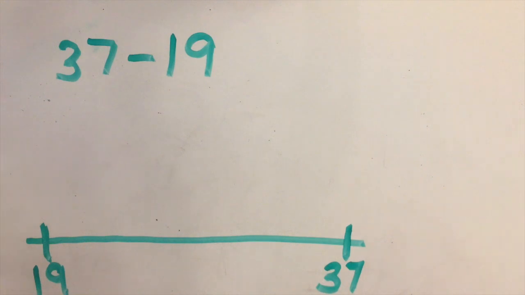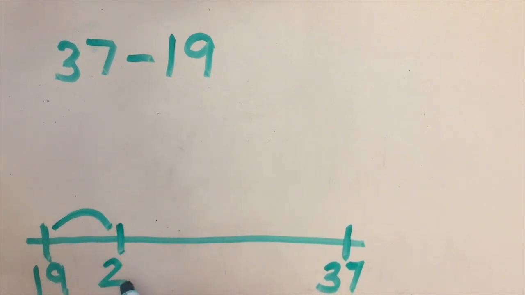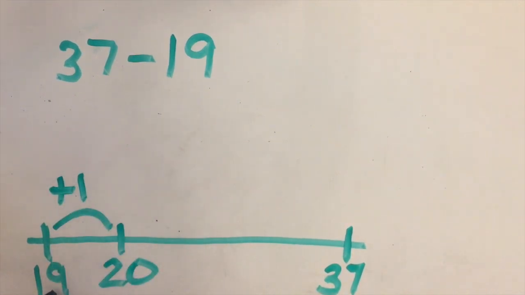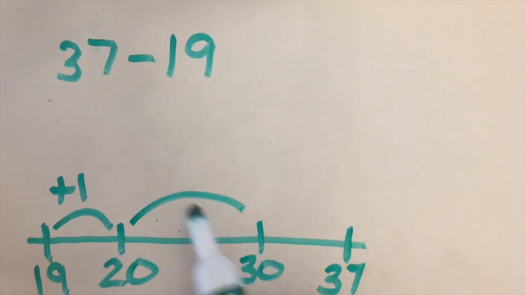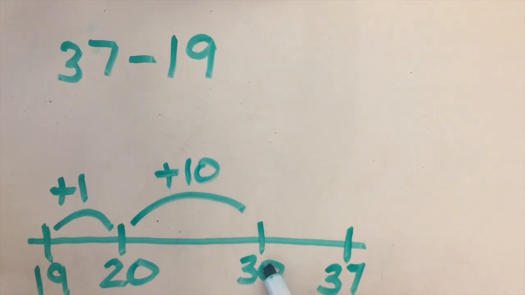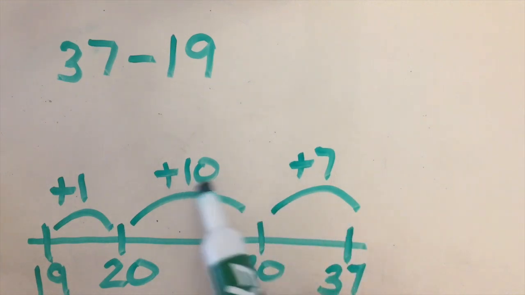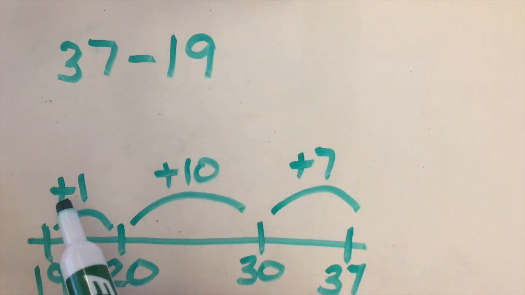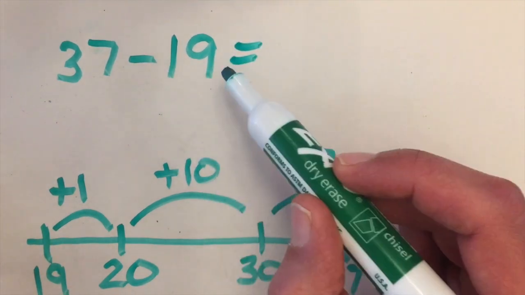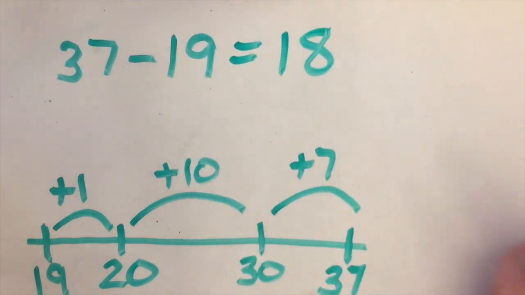So what we do is we want to think about compatible numbers. Compatible numbers are numbers that are easy to work with. So from 19, I want to jump to 20. 20 is an easy number to work with, and that jump is a +1 jump. From 19 to 20, you're adding 1. Now, we could go from 20 to, say, 30. From 20 to 30 is a +10, and from 30 to 37 is a +7. And if we add these together, 10 and 7 is 17, plus 1 more would be 18. So we would say 37 minus 19 is going to be 18.